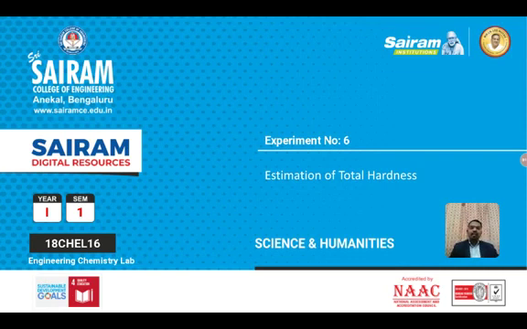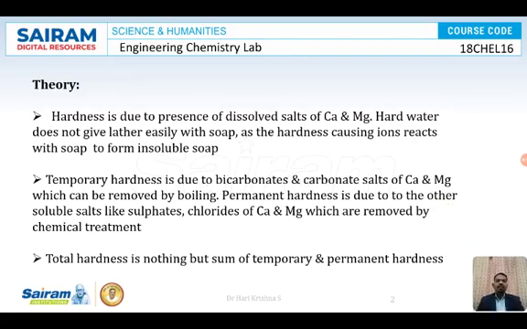And what do you mean by total hardness? What I have told is a primary school answer, right? So what are the chemical components which cause hardness? Let us see today, and how to estimate it we will discuss today. Hardness is present due to the presence of dissolved salts of calcium and magnesium. It might be carbonate, bicarbonate, sulfate, chloride salts of calcium and magnesium. If salts of calcium and magnesium are present in water, it causes hardness. So hard water does not give lather easily with soap.